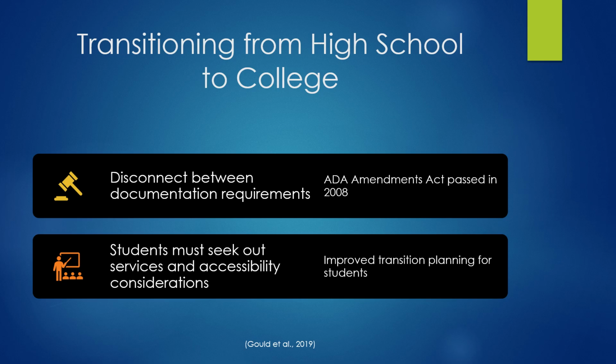Another issue is that responsibility for seeking out services and accessibility considerations falls onto students at the college level rather than on the school system. This shift in responsibility may be difficult for students with disabilities who exit high school without necessary self-advocacy skills or knowledge of their rights to obtain and maintain educational accommodations and support. To address this challenge, it is recommended that there is improved transition planning for students with disabilities that could include peer-to-peer mentoring programs, academic coaching, better understanding of accommodations, and collaboration between different programs across campuses.